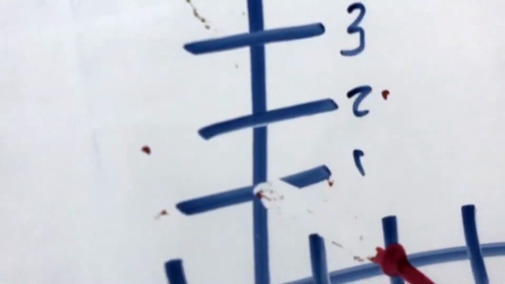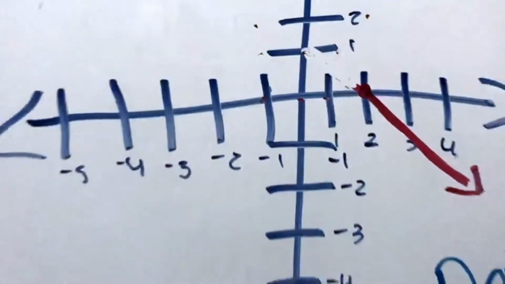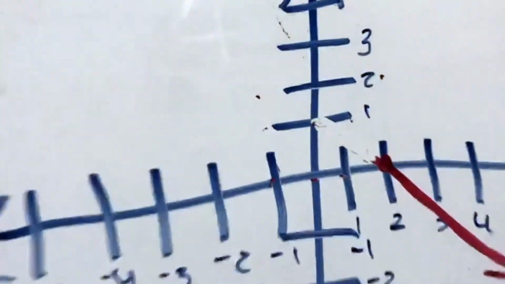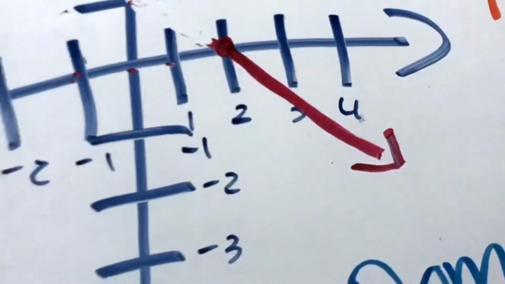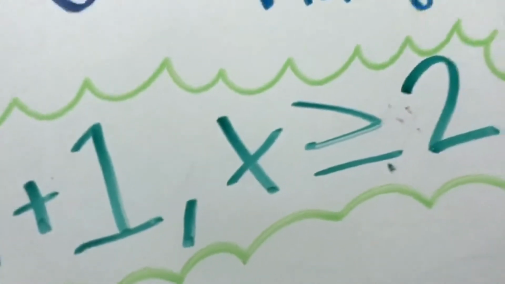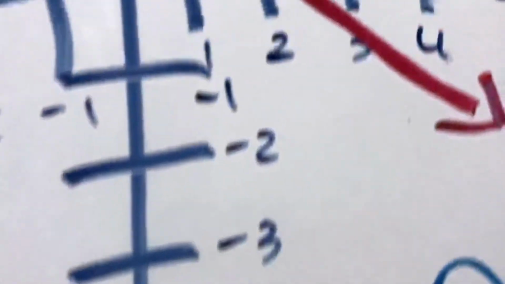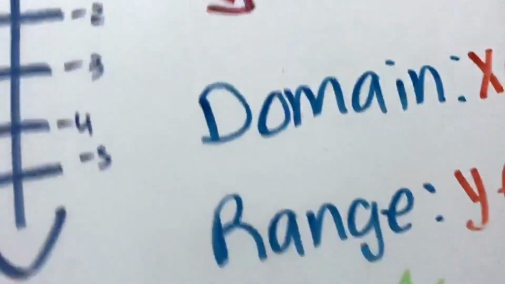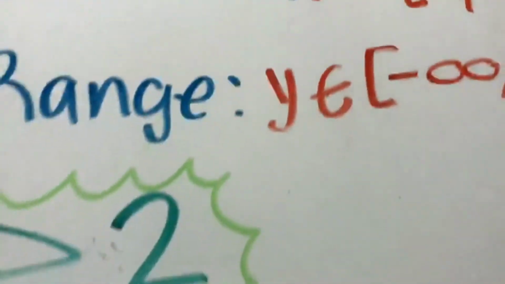The first step is plus 1, which means it moves up 1 point on the y-axis. Then we look at the negative sign outside of the absolute value, meaning there's a reflection on the x-axis. Now we have to look at the limitations, which says that x has to be greater than or equal to 2. This means the line starts from 2 and goes on into infinity.